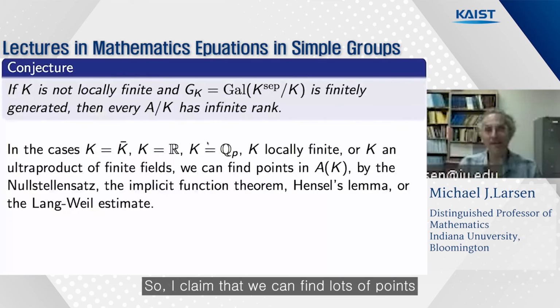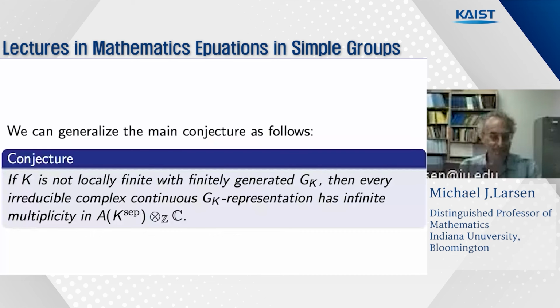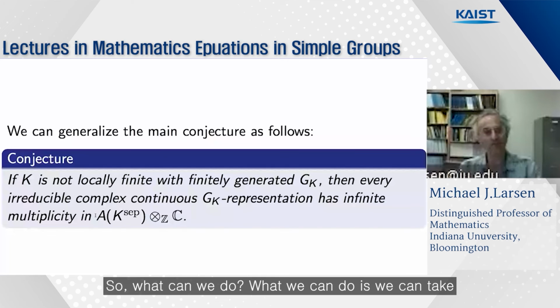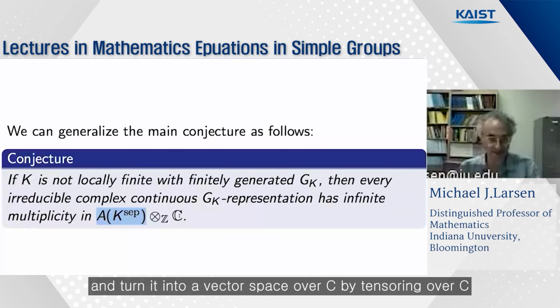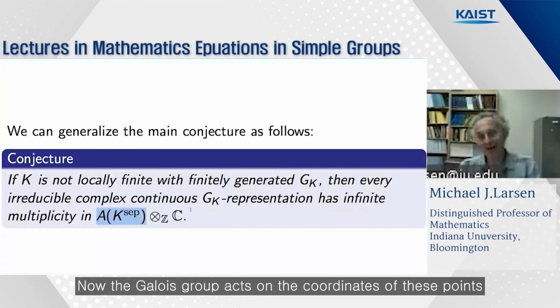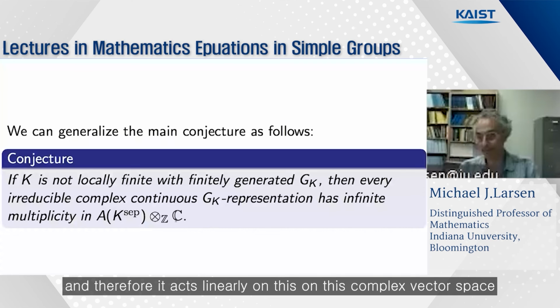Now, I claim that we can find lots of points in A(K). It's not locally finite, but the absolute Galois group is finitely generated. What we can do is take the points of A over the separable closure of K and turn it into a vector space over C by tensoring over C. The Galois group acts on the coordinates of these points, because G_K is just the Galois group of K^sep over K. So G_K acts as automorphisms on A(K^sep), and therefore it acts linearly on this complex vector space.